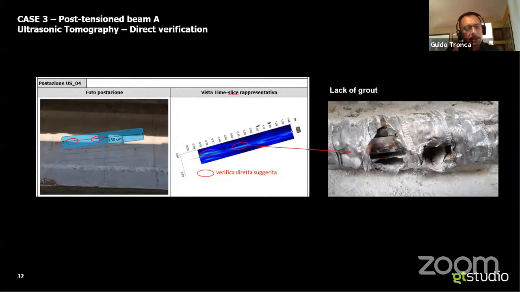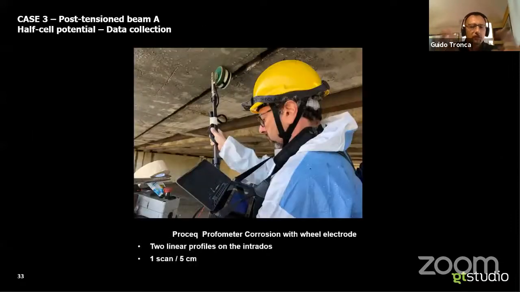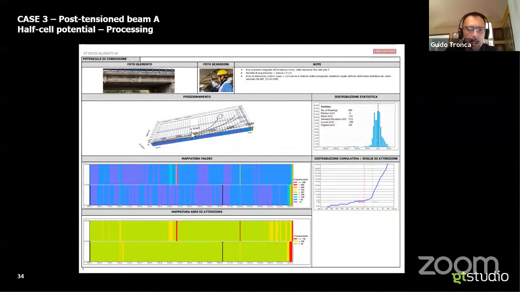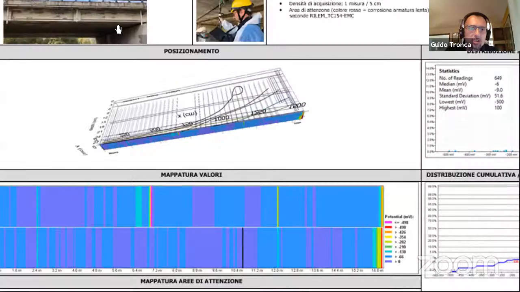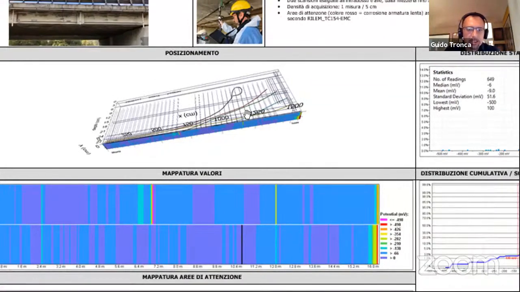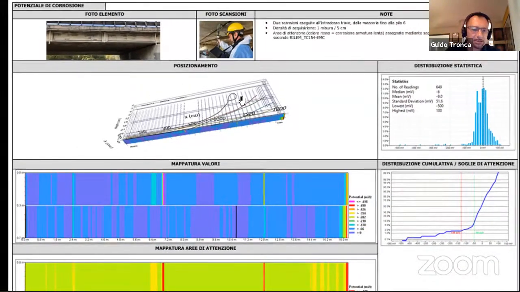How about a general overview of the risk of corrosion along the whole girder? In this specific case, what was done was the scanning of the intrados of the girders. You can already notice that the environment is the same environment where the GPR results were presented. So you can have an immediate overview.